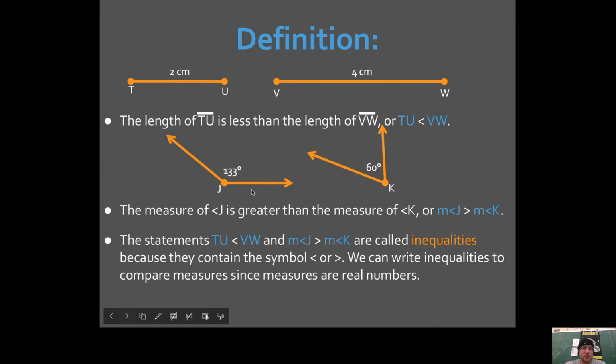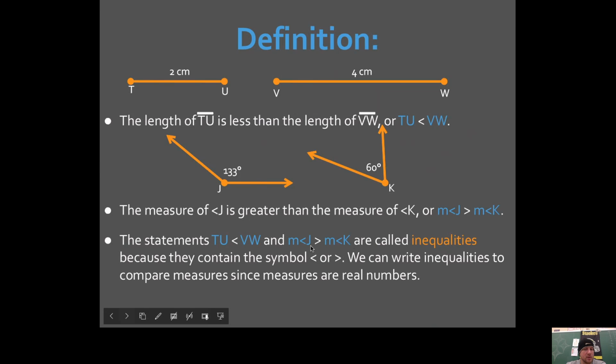You can compare angles as well. Clearly, angle J is bigger than angle K. So you can write the measure of angle J is greater than the measure of angle K. Or you could write it the mathematical way, and that's what we have to practice doing. The measure of angle J is greater than the measure of angle K. Always point at the smaller of the two things. So I'm pointing towards the K.